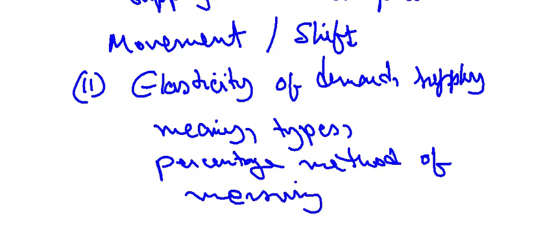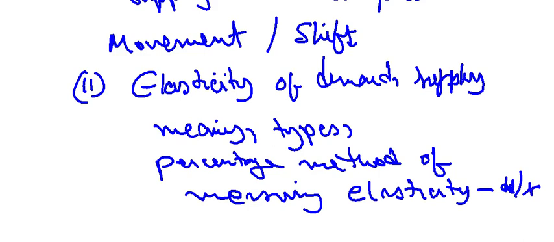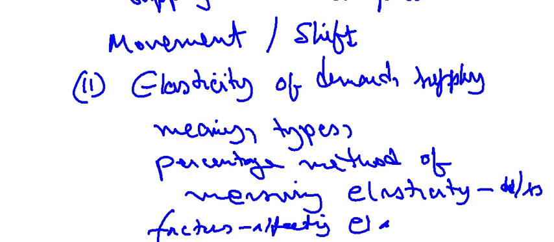Measuring means, again, there's maths. Measuring what? Elasticity. Elasticity of what? Elasticity of demand and elasticity of supply, and factors affecting elasticity of demand and supply. So you have to see the factors affecting elasticity. Okay, this is important.